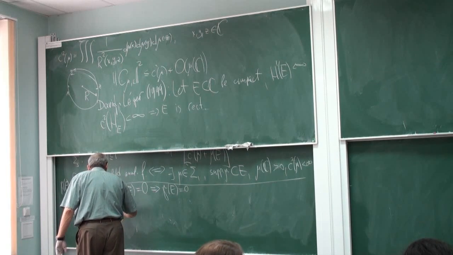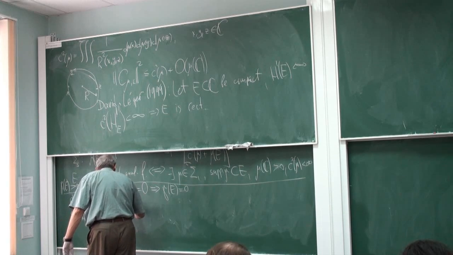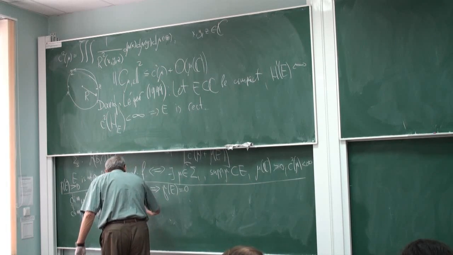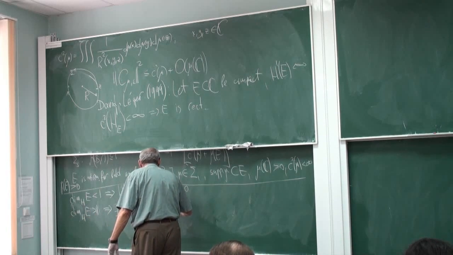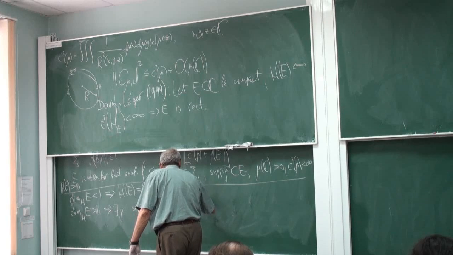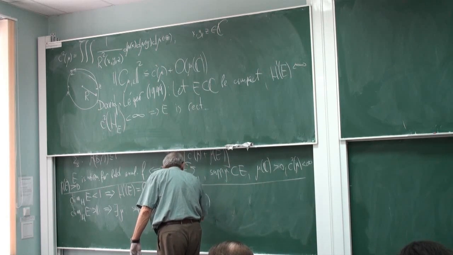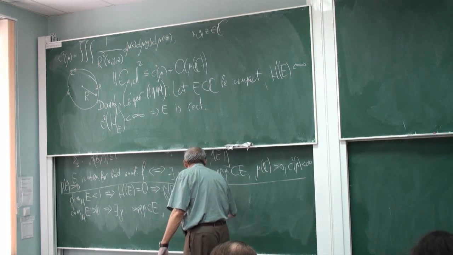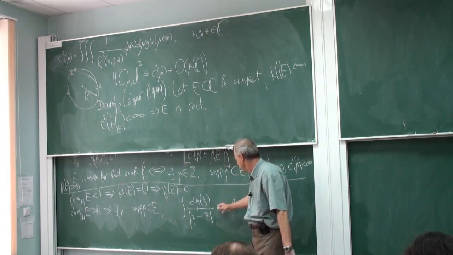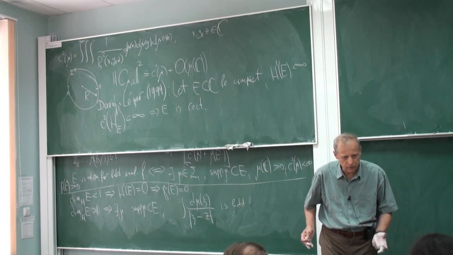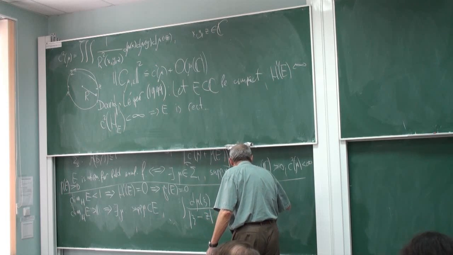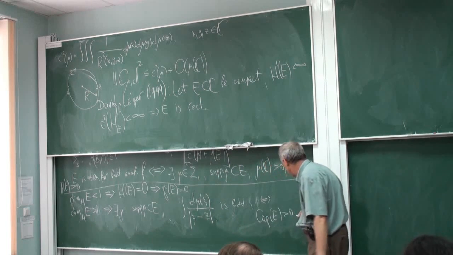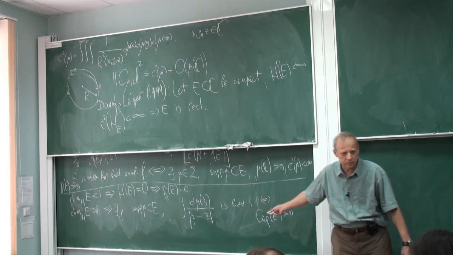There exists a measure such that the measure is supported on E, and such that the Newtonian potential G mu of xi over xi minus z is bounded. Actually, that means that the Newtonian capacity is positive. We conclude that analytic capacity is positive.